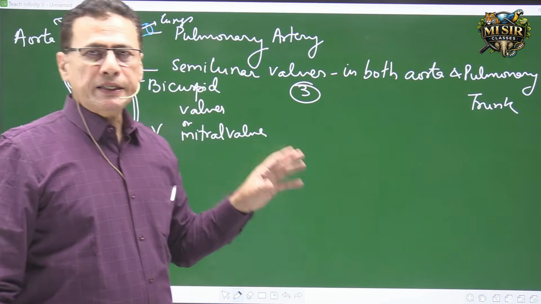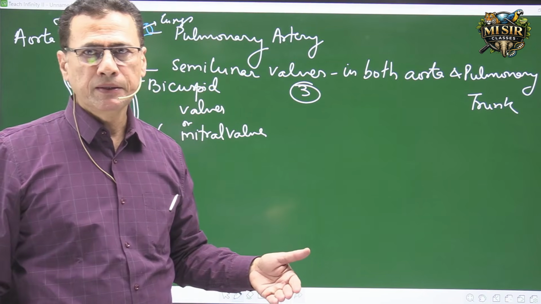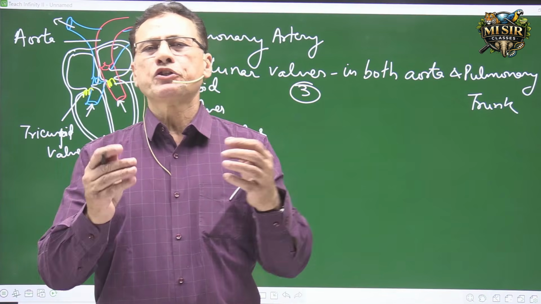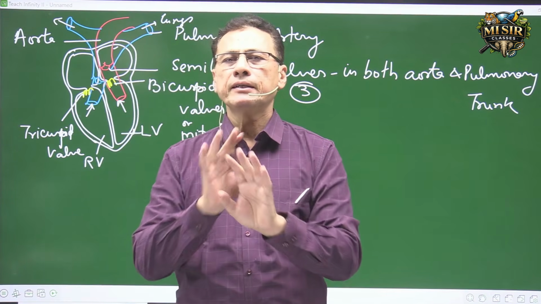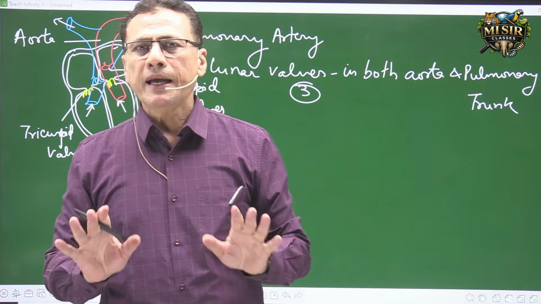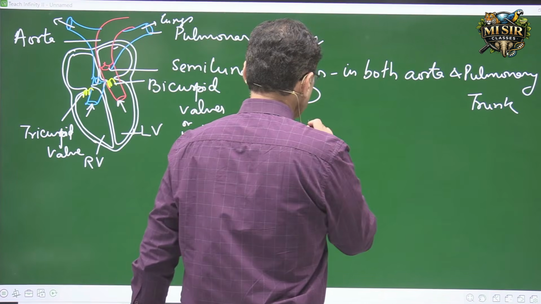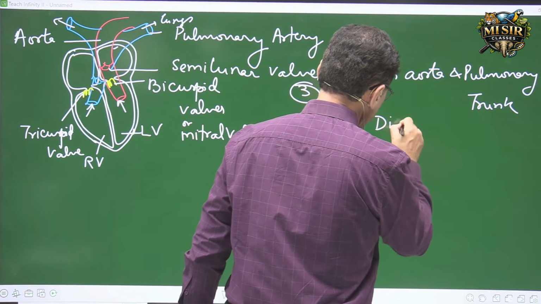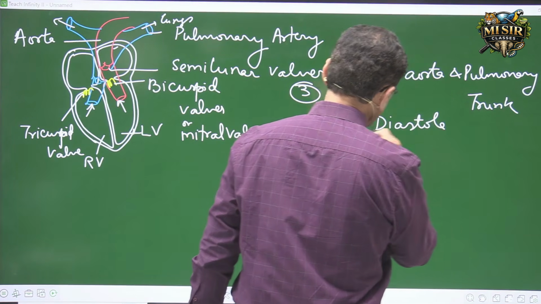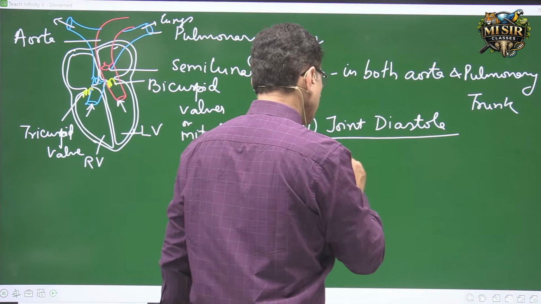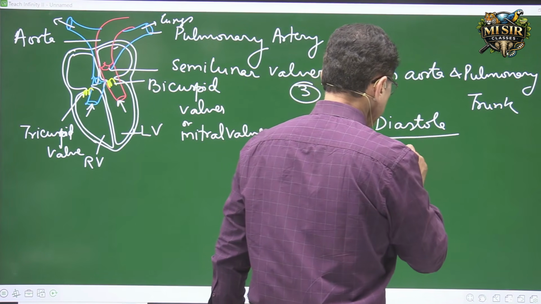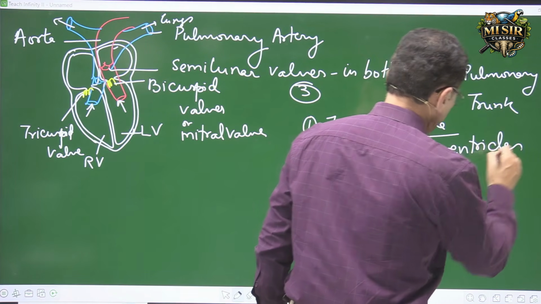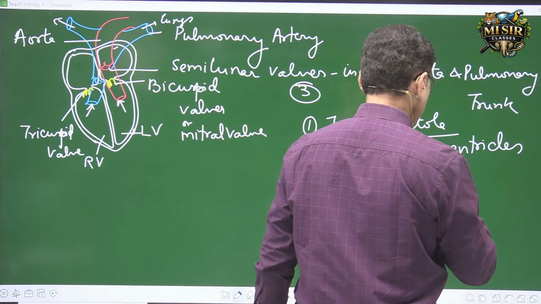Now, to study the cyclic events, we must start in a condition in which both the atria and ventricles are in a completely relaxed position, that is joint diastole. Joint diastole means both atria and ventricles are relaxed.